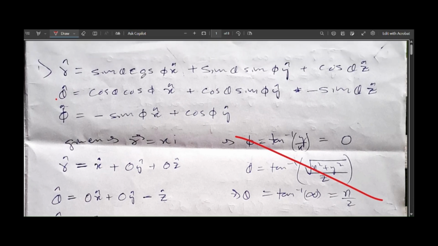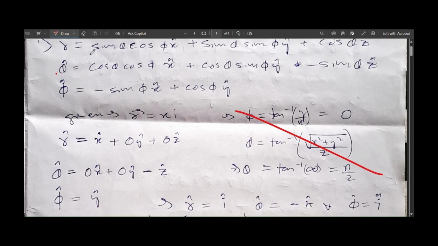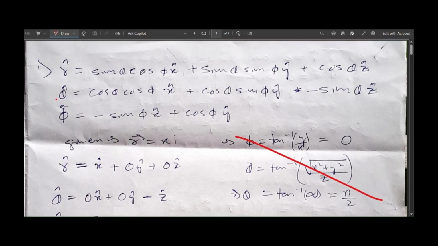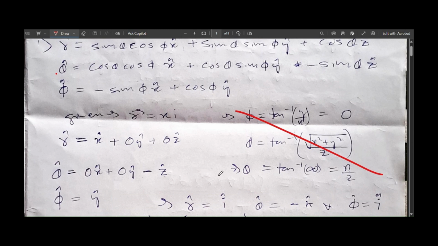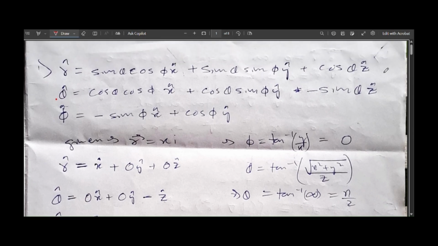r cap is sin theta cos phi x cap plus sin theta sin phi y cap plus cos theta z cap. And similarly, we can find theta cap and phi cap by using the original spherical coordinates formula and considering a small change in it. We can derive this formula easily. So just put the values of r is equal to x i cap in all these. We have these three formulas.